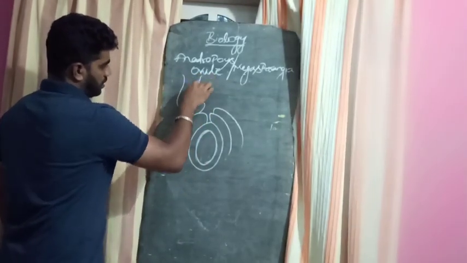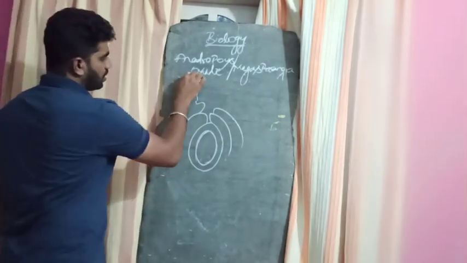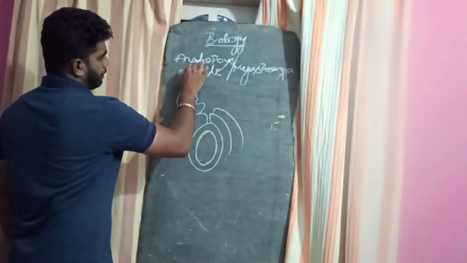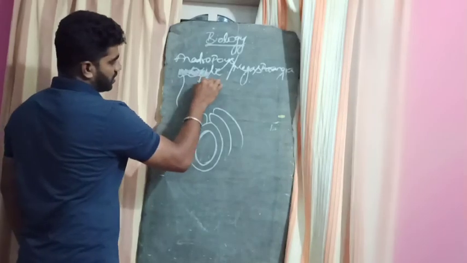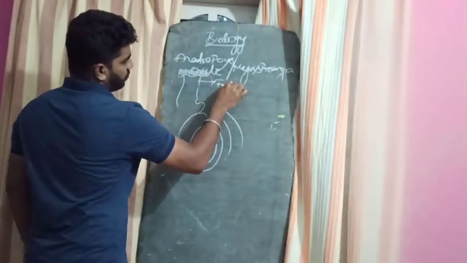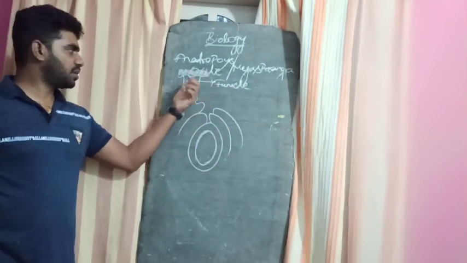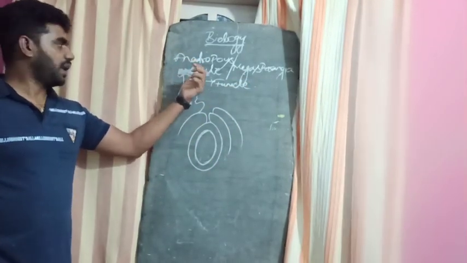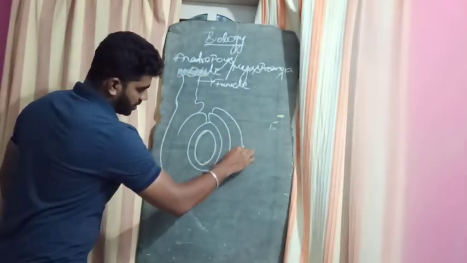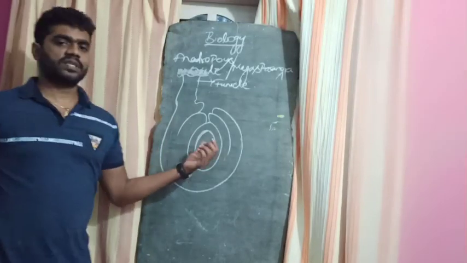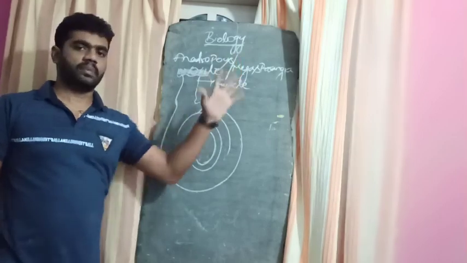There is also a stalk-like structure attached to the placenta, and we call it the funicle. The stalk is attached to the placenta on one side, and on the other side it attaches to the Anatropous ovule. So this is the structure of the Anatropous ovule or the Megasporangia.